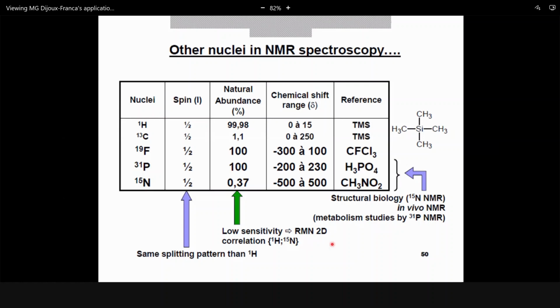And tomorrow, I have sent you some exercises. So for tomorrow, if you want, we can make the correction and work together to try to manipulate either proton and carbon-13 spectra. Do you agree with me? Okay.